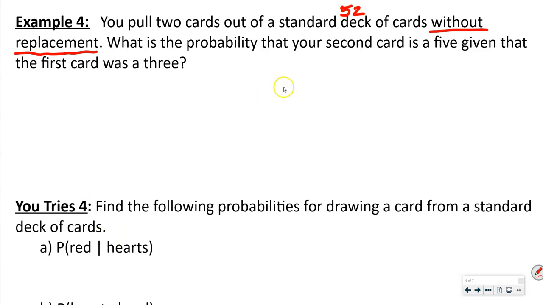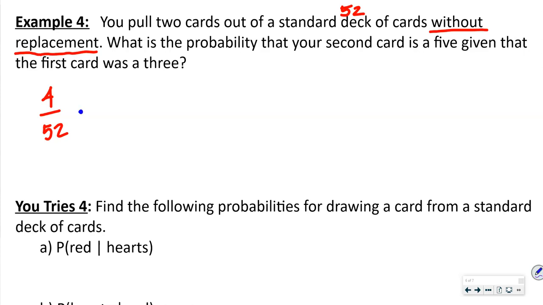So it says, what is the probability that, so first it says you pull 2 cards out of a standard deck of cards without replacement. So what is the probability that your second card is a 5, given that the first card was a 3, okay? So how many 3s are there in the deck? That's what we're going to talk about first. So we have 4 3s in a deck of 52. Now it says that we take the card out, but we don't put it back, right? So let's talk about how many cards we have the second time we pull.